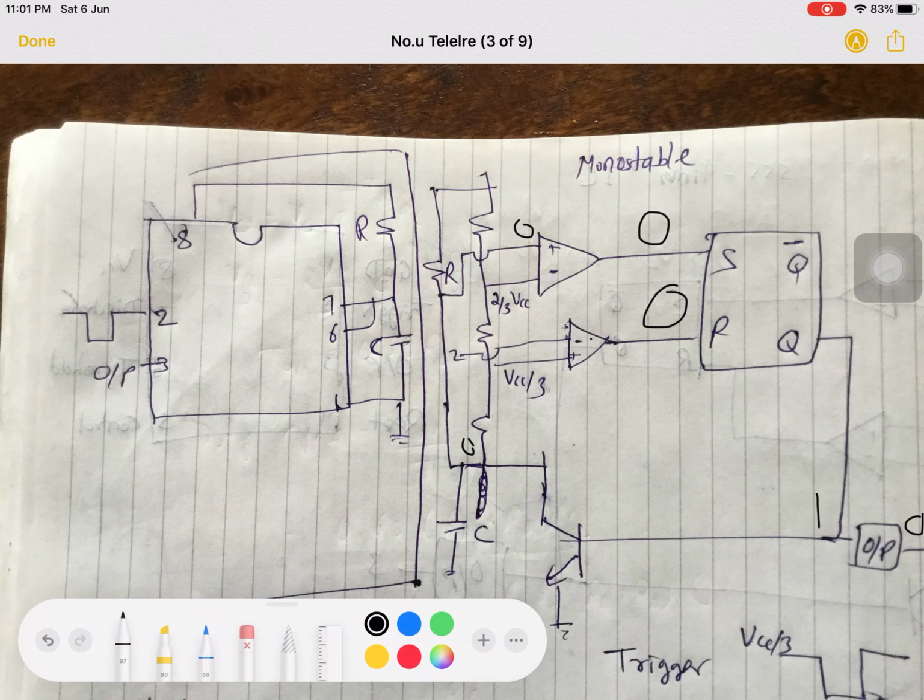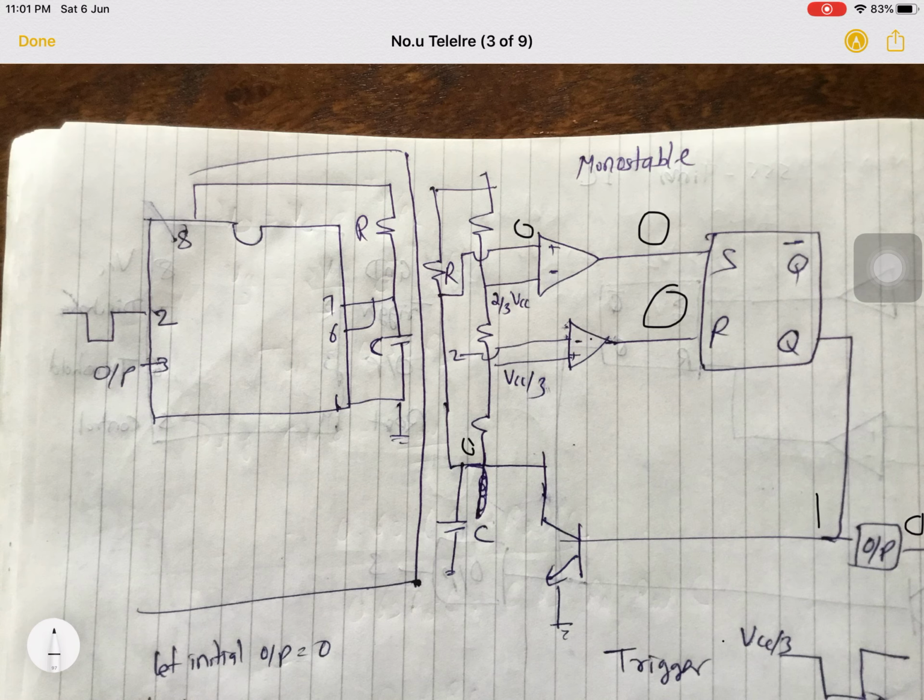Now what will happen? Now I am changing the condition. When you note it down in a notebook, assume this is case 1. What was case 1? The initial output was 0, and we have derived this situation. When the initial output was 0, the input of the transistor is 1. So the transistor is a short circuit, the capacitor voltage is 0. Therefore the output of both op-amps will be 0. And since it is an SR flip-flop, when both inputs are 0, the output is no change.